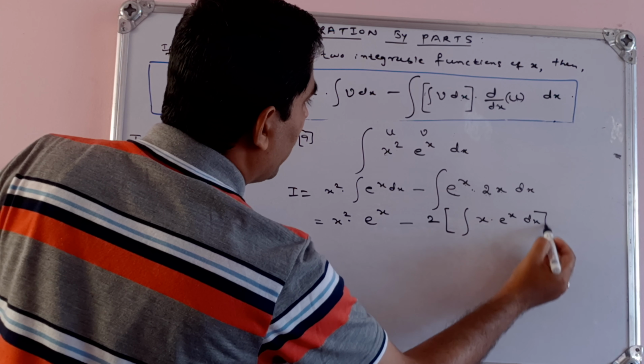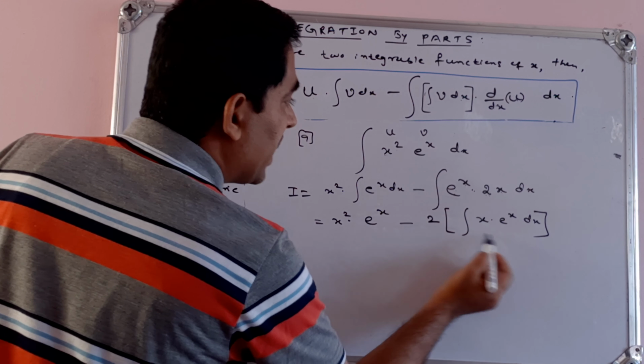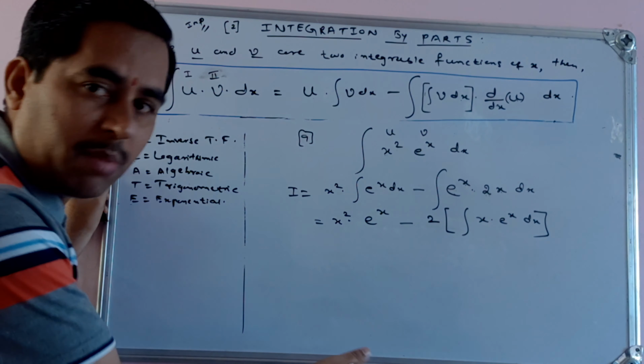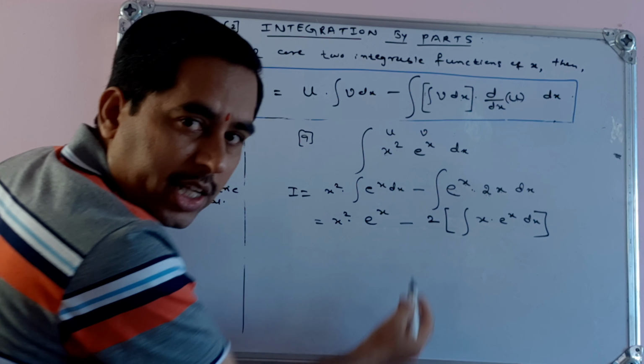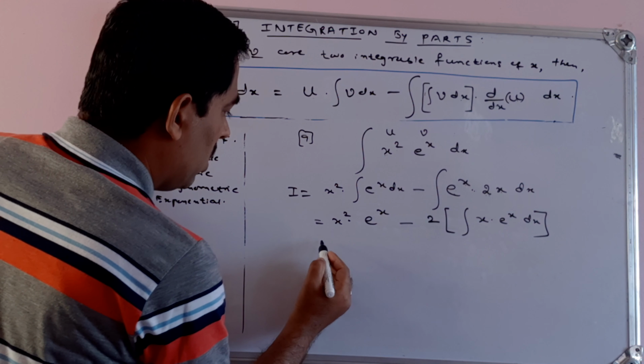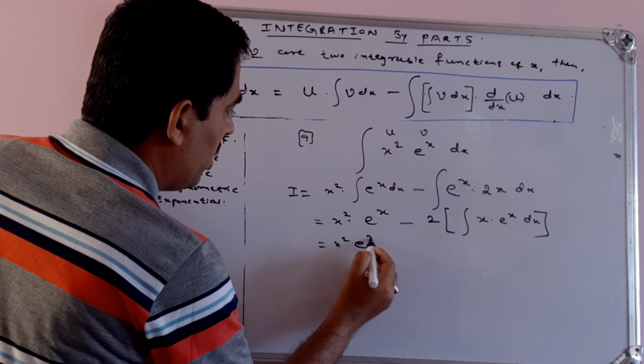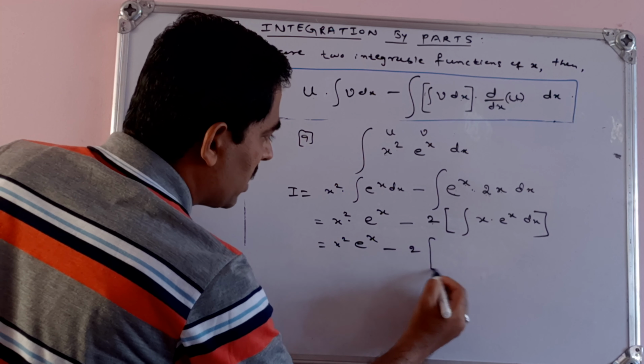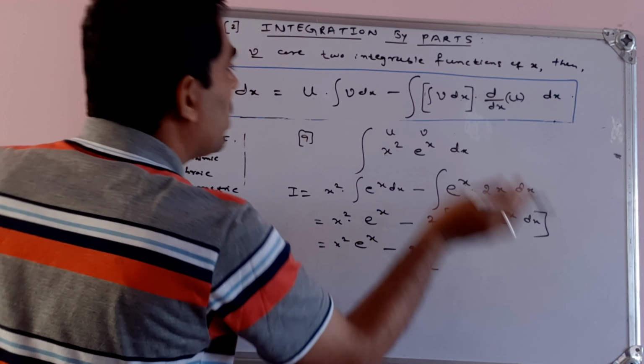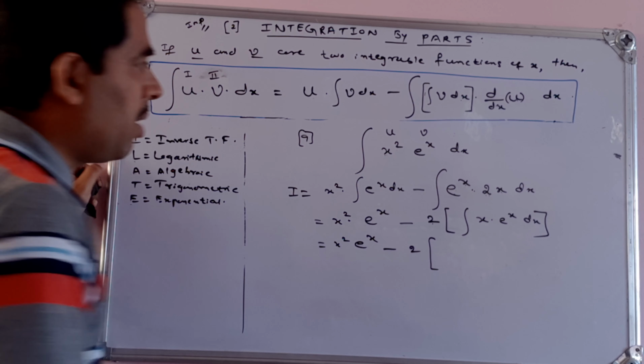See, observe, this problem is already done. We have already integrated this in our previous example. Okay, x into e to the power of x. We have to continue the same process for this one. So that is x square into e to the power of x minus this 2, you write it as it is. See, for this inside quantity, once again you apply the integration by parts formula.